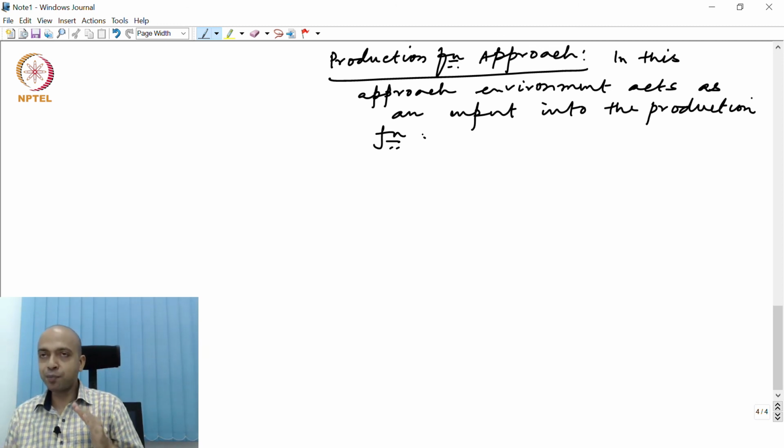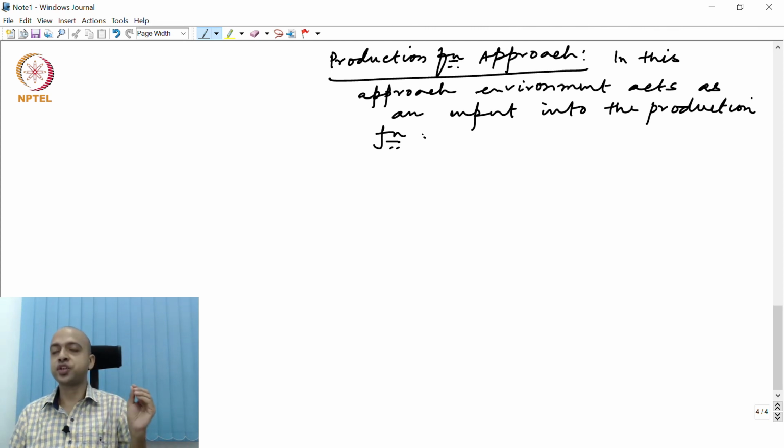These are the three different approaches, and in our next class we will discuss these approaches one by one. We will first start our discussion with the stated preference approach, and within it we will first discuss the contingent valuation method.